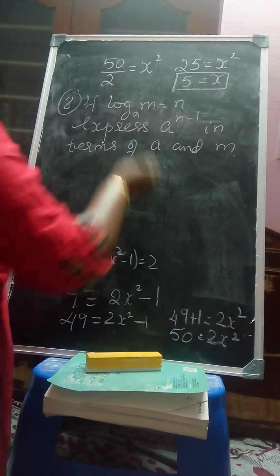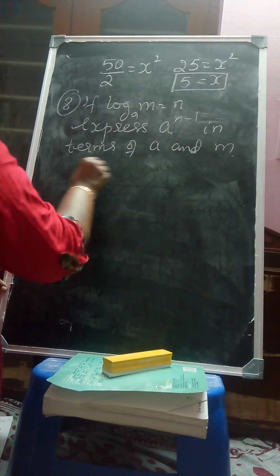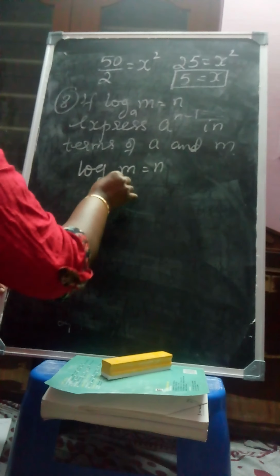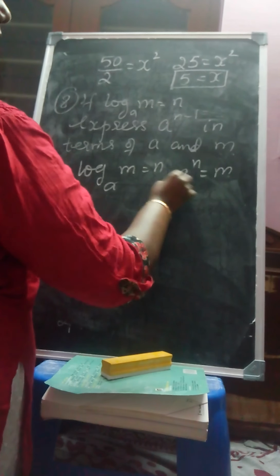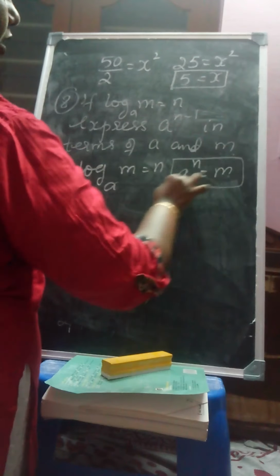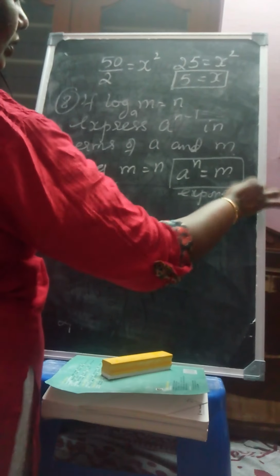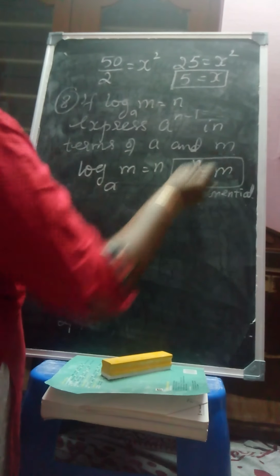Here it is a. Now let me take this log a m is equal to n. Write it to the exponential form. So this power will come here. A raised to the power of n is equal to m. This is the exponential form. Okay. Now look at this. A raised to the power of n is equal to m. So this is the first one. Now second one we will take. A raised to the power of n minus 1.